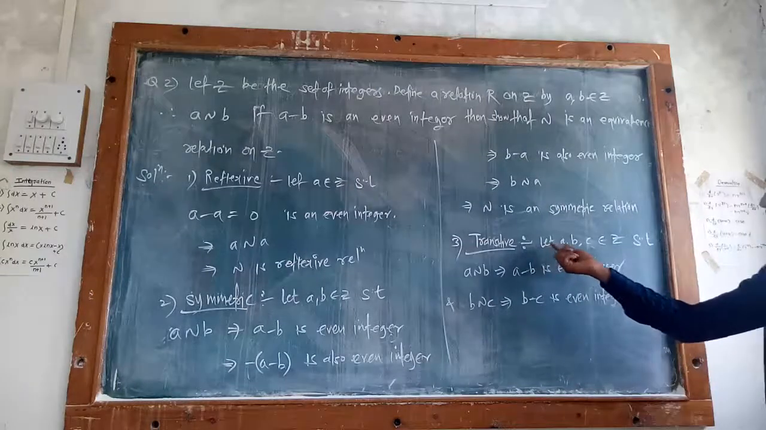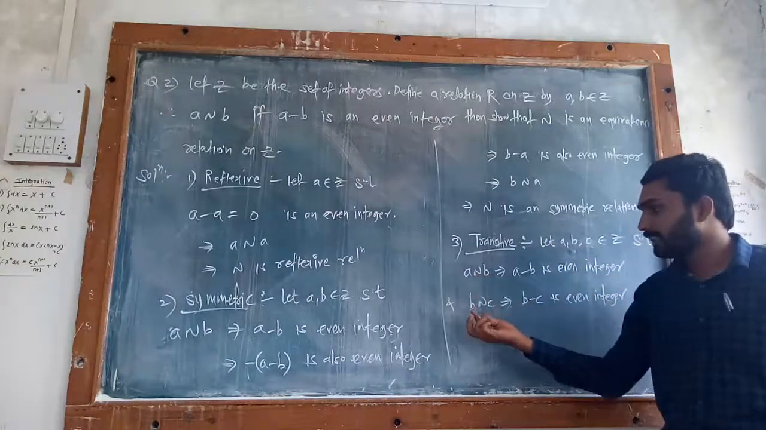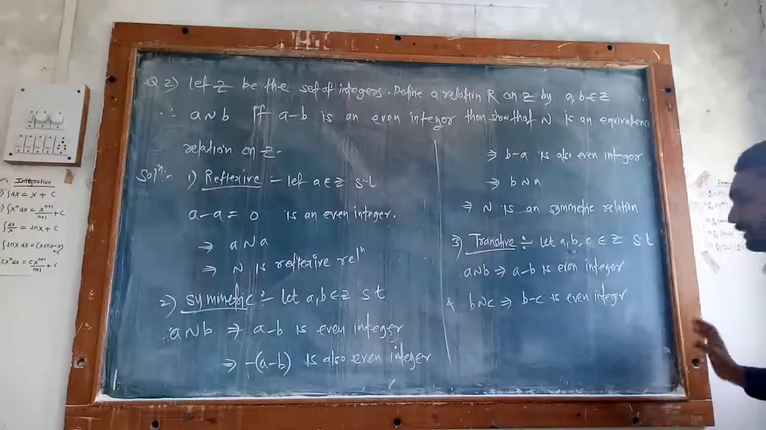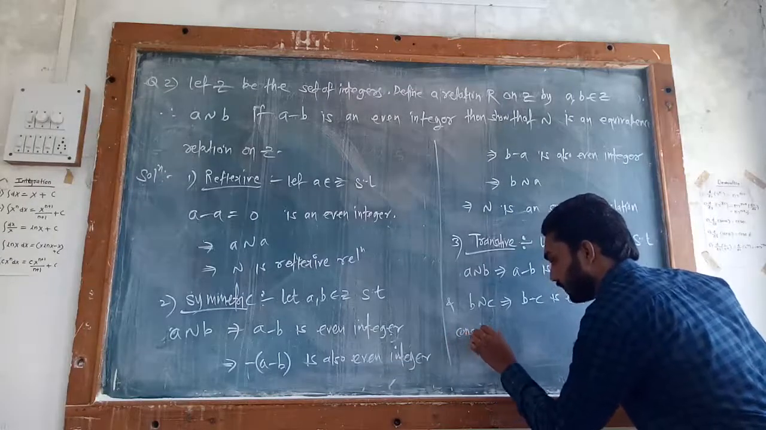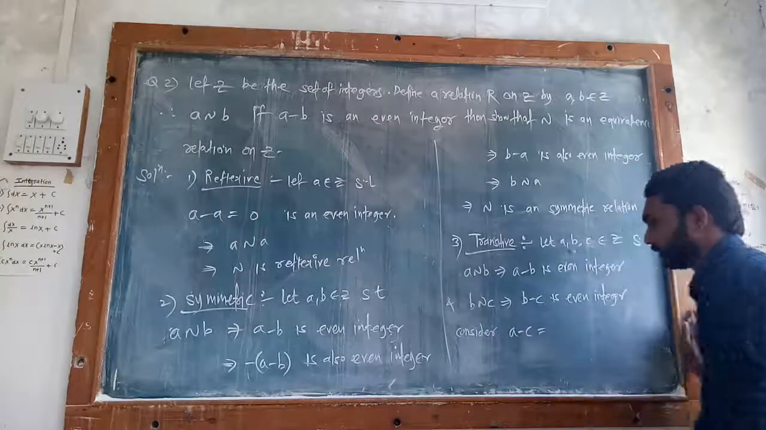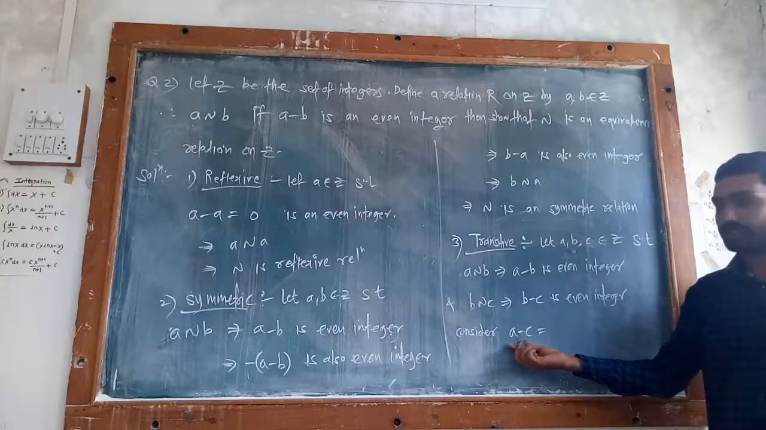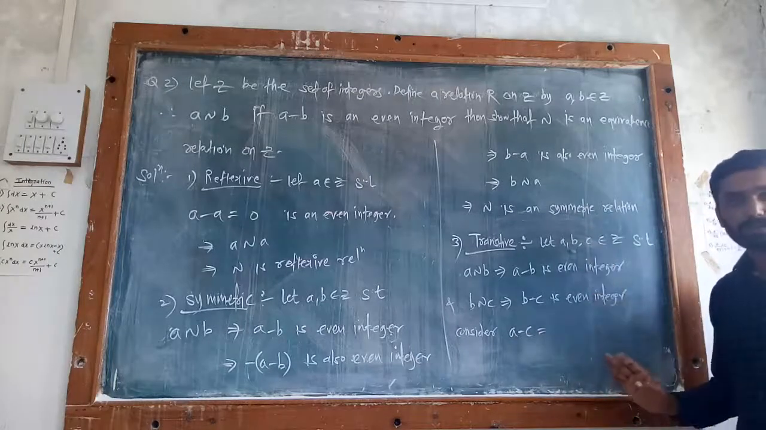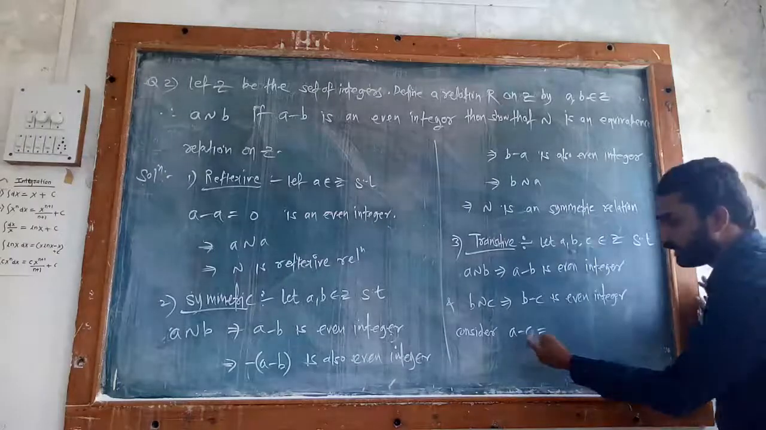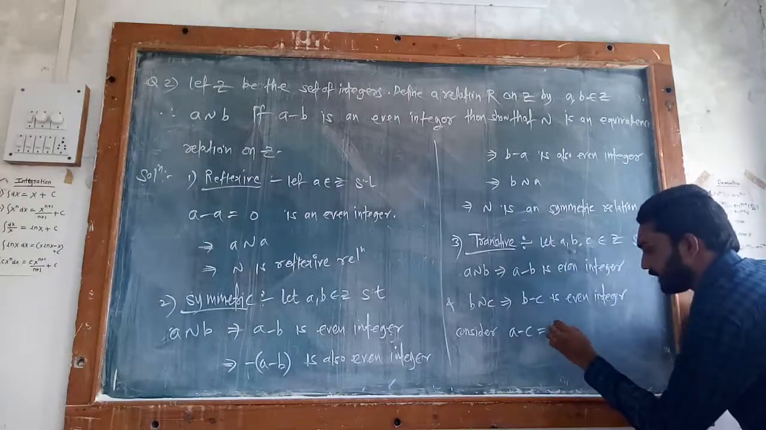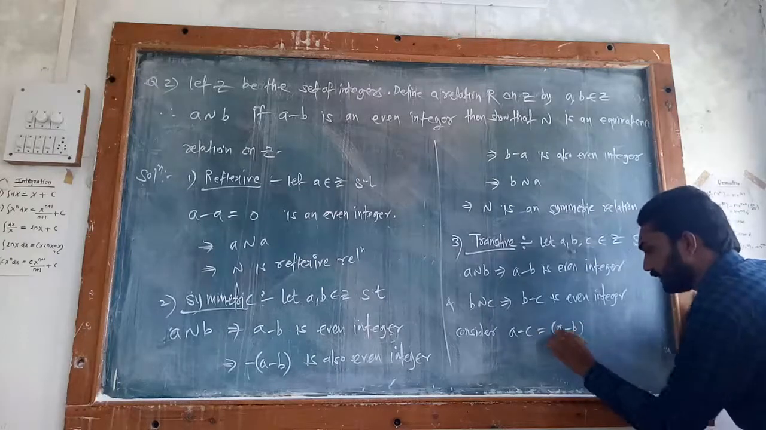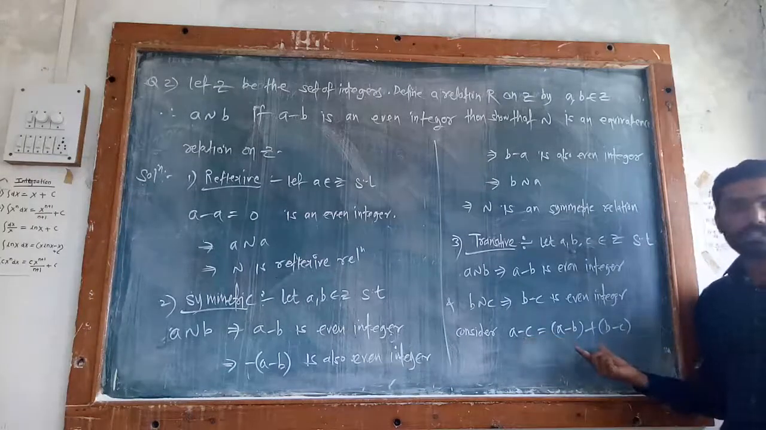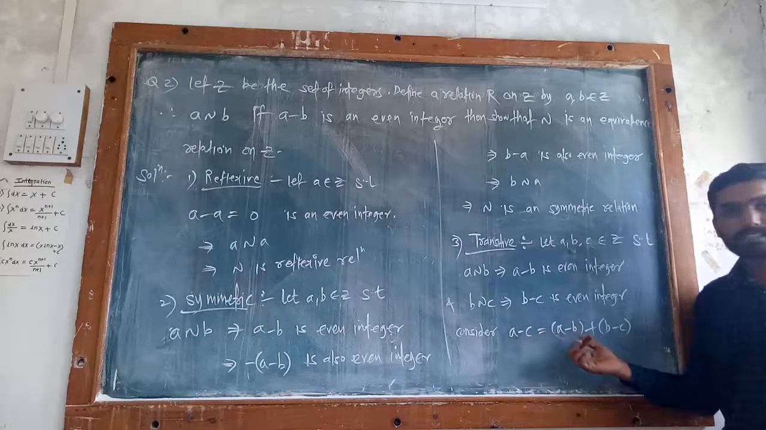And we have to show that in the transitive property, if a is equivalent to b and b is equivalent to c, then a is equivalent to c. So for that we consider a minus c. If a minus c is an even integer, then a is equivalent to c and the transitive property holds. So I am going to write a minus c as a minus b plus b minus c. I am adding plus and minus b here.